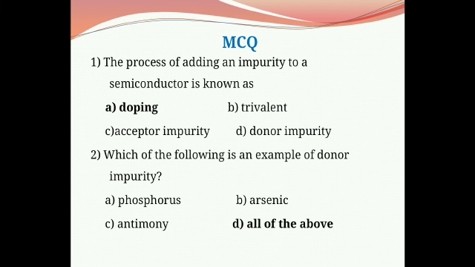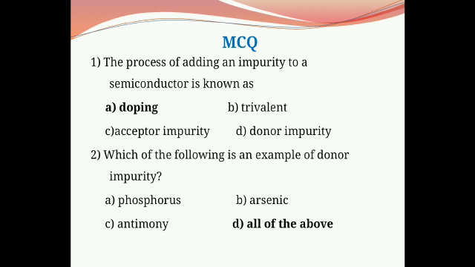Now we solve some MCQs on the above topics. First question is, the process of adding an impurity to a semiconductor is known as. Option A is doping, option B is trivalent, option C is acceptor impurity, option D is donor impurity. As we saw in the earlier slide, the process of adding an impurity to a semiconductor is known as doping. Therefore, the correct option is A, doping.